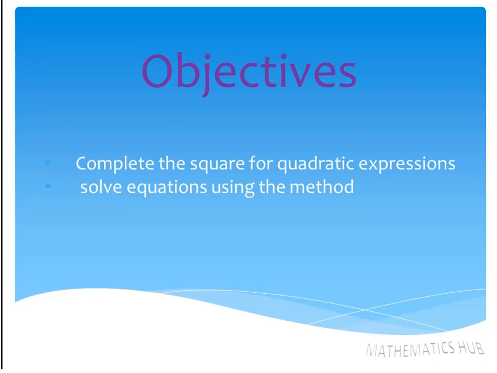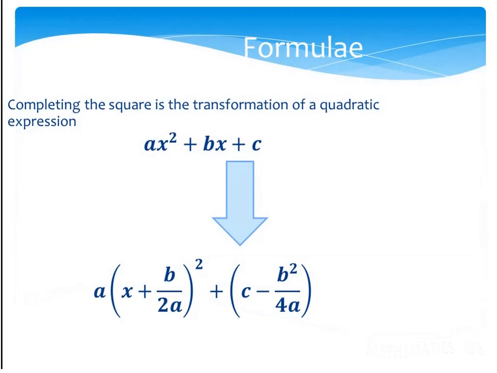So when we complete the square, we are transforming a quadratic expression of the form ax squared plus bx plus c into this form here, where we have a times (x plus b over 2a) squared plus c minus b squared over 4a. In other words, when we complete the square, we are expressing a quadratic expression in the form of a squared bracket, and we add a constant if necessary.